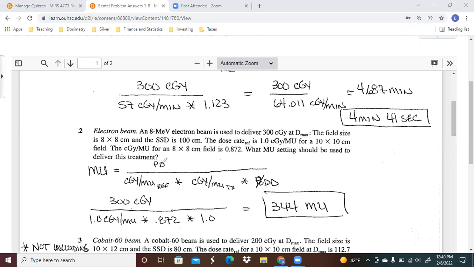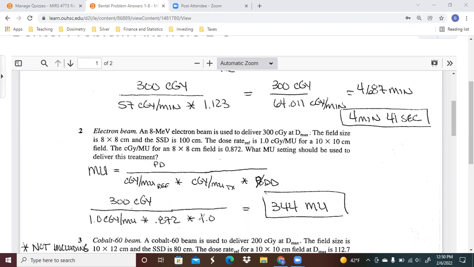The number of monitor units is going to be equal to the prescribed dose divided by the dose rate at the reference depth, and then that's going to be multiplied by the number of centigray per MU at the treatment depth, and then multiplied by the, looks like that's supposed to be PDD. So here we have 300, delivered at Dmax. We have 1 centigray per monitor unit at our reference, and the centigray per MU for an 8x8 field is going to be 0.872. PDD, since we're looking at a treatment depth of pretty much maximum, is going to be 1.0.